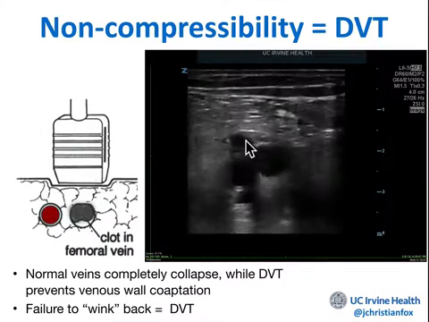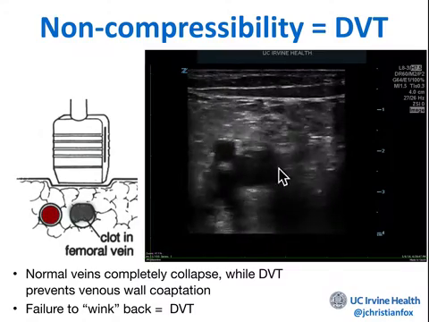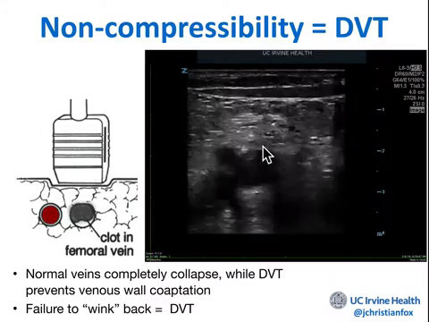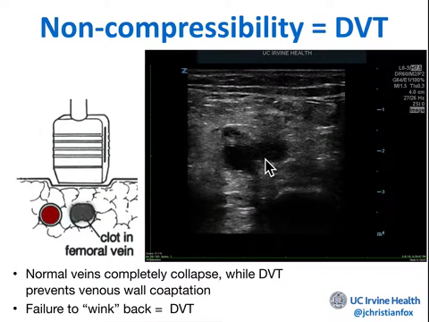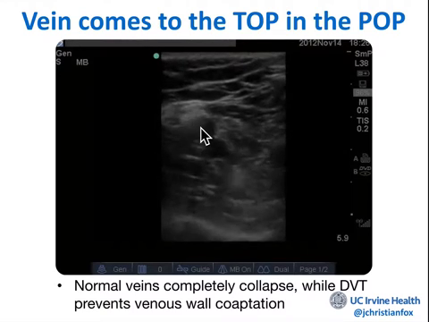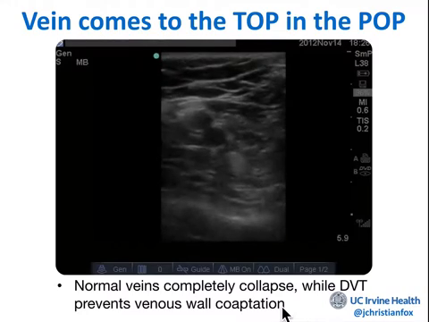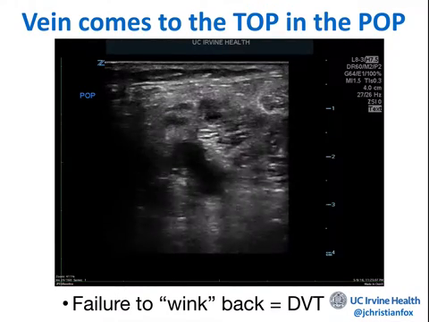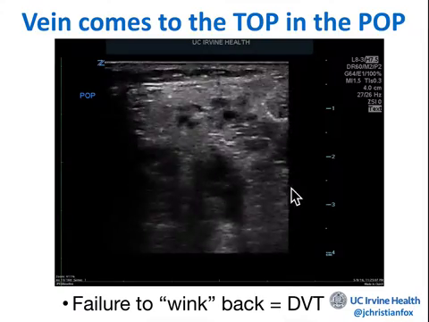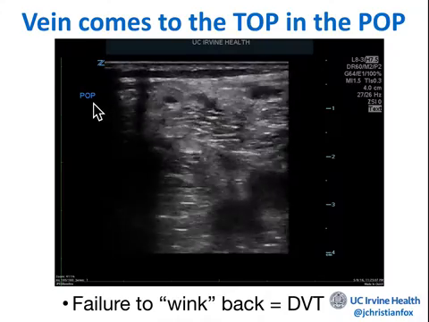You can see here, however, when we do compress, there is a lack of compressibility. The vein walls do not coapt, so therefore there is a clot seen in this vein, in the common femoral vein. Now, when we're down in the pop, again we're compressing, and the vein comes to the top in the pop. The artery's down here, the vein's up here. Nice coaptation tells us there's no clot. And to show you what a clot looks like, this has a lack of coaptation, failure to wink back, if you will. The artery's down here, the vein comes to the top in the pop. This is a DVT.